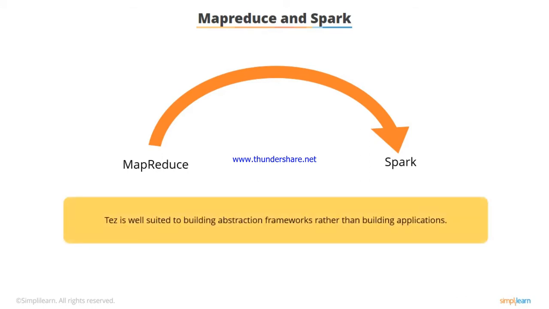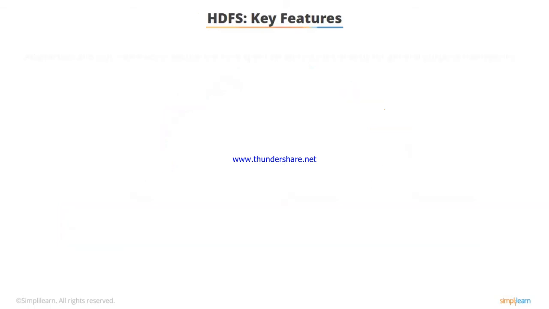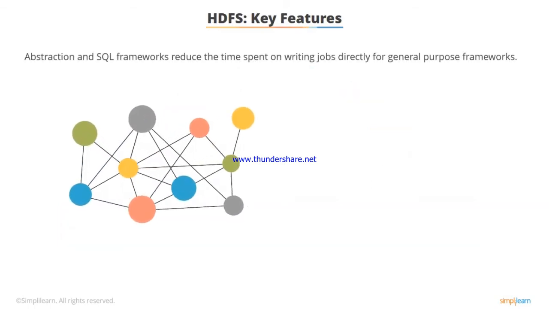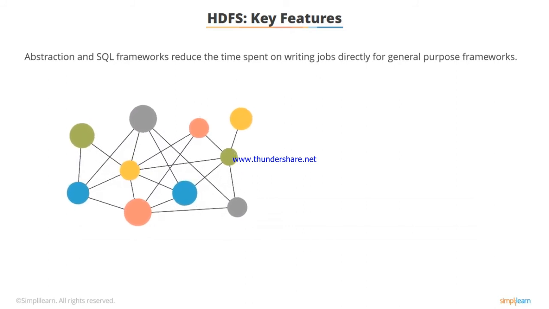TES is well suited to building abstraction frameworks rather than building applications. Abstraction and SQL frameworks reduce the time spent on writing jobs directly for general-purpose frameworks. The common frameworks in this category are Pig, Crunch, Cascading, Hive, and Impala. Pig, Crunch, and Cascading are abstraction frameworks. Pig can run on MapReduce, Spark, or TES.